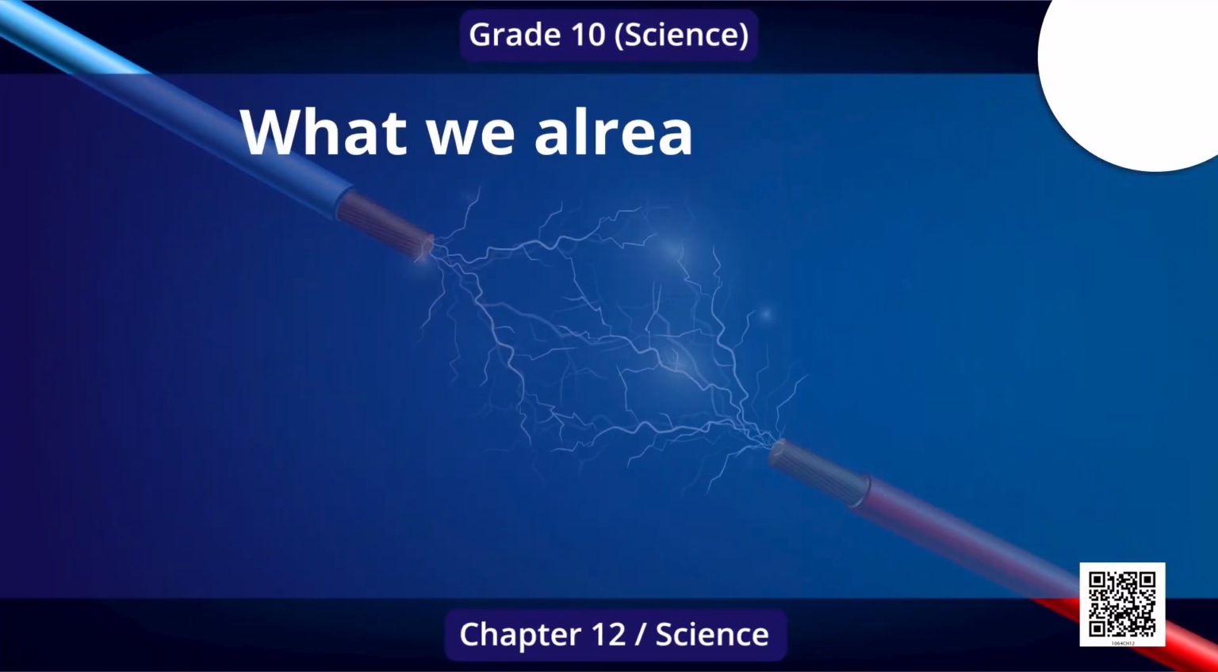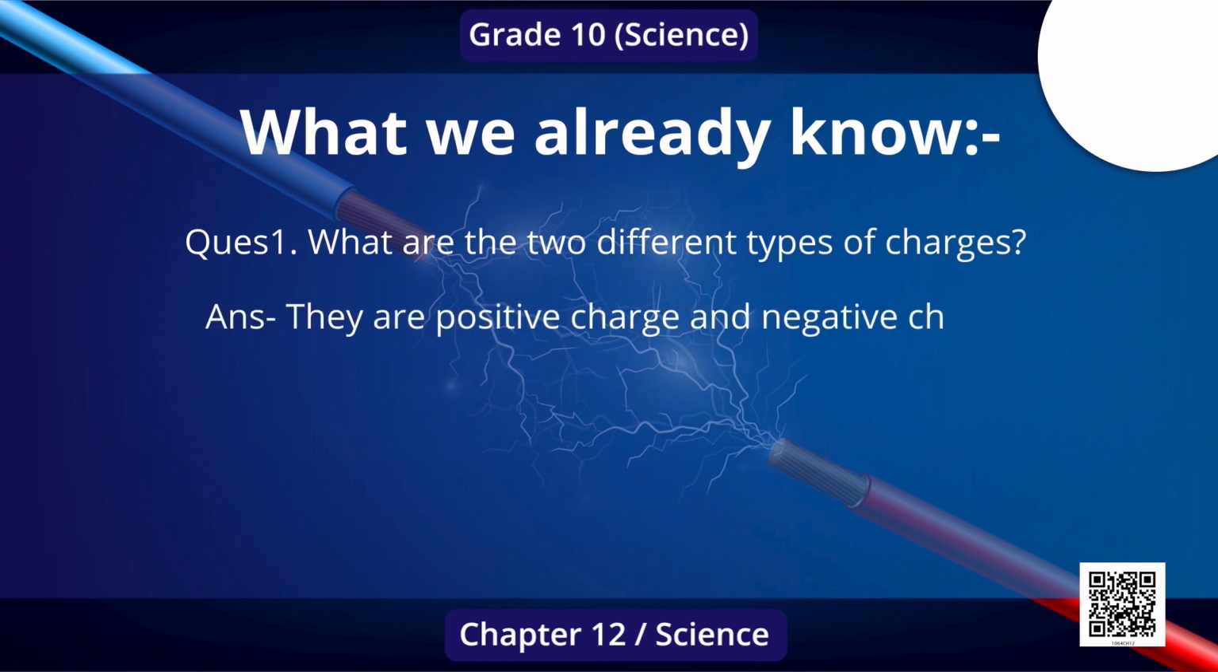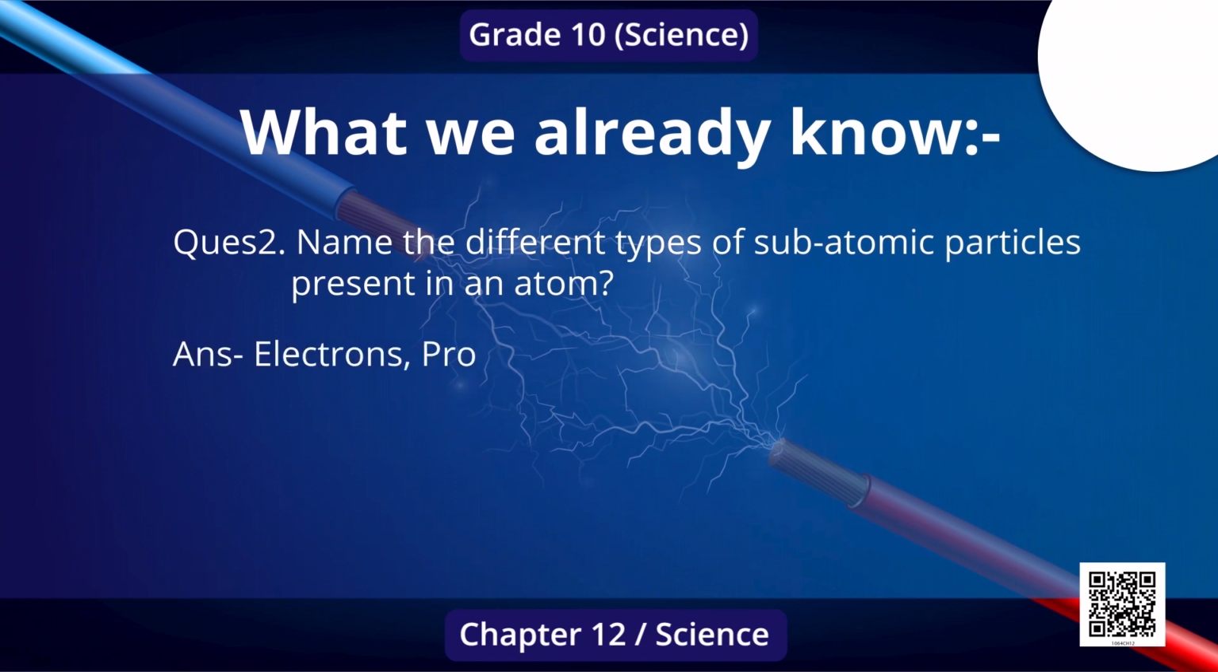Your first question: what are the two different types of charges? And children, you are absolutely correct. They are a positive charge and a negative charge. My next question: name the different types of subatomic particles present in an atom. And the correct answer is electrons, protons and neutrons.